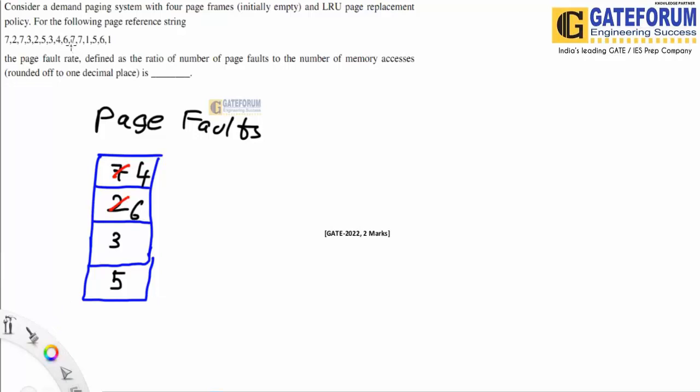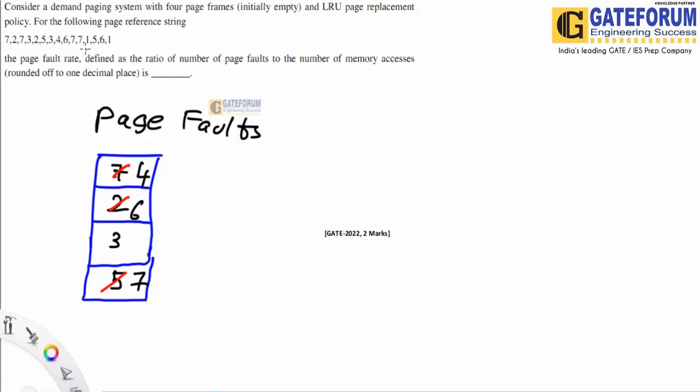Now we have 7. 7 is also not present, so there's another page fault. So if you look, 7, 3, 4, 6. 3, 4, 6 were used recently, and basically 5 was not used recently. So we remove 5 and we add 7. Then the next 7 is already present, so we don't add. The second 7 is not a page fault.